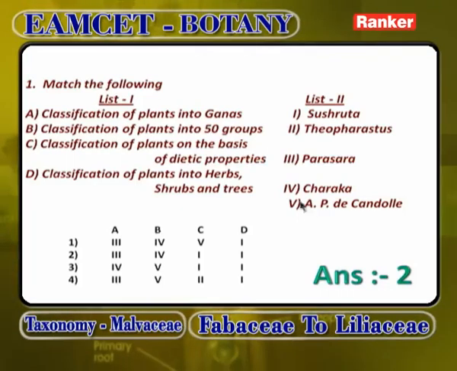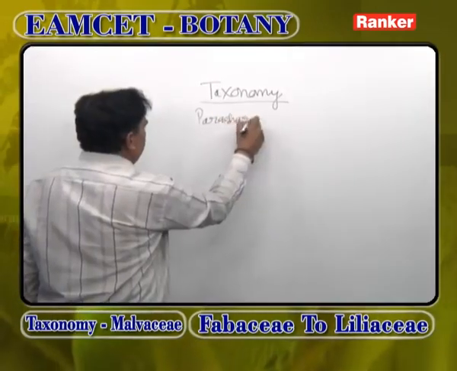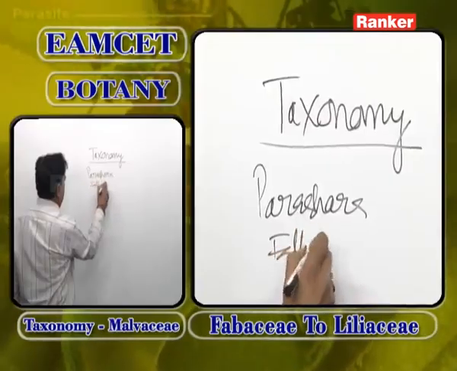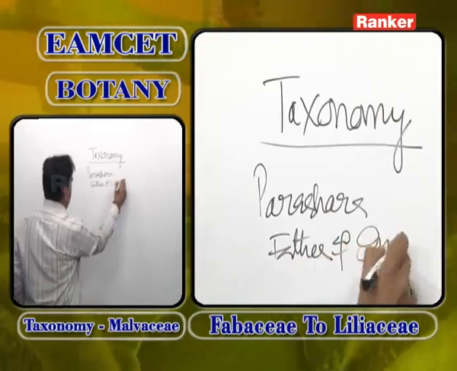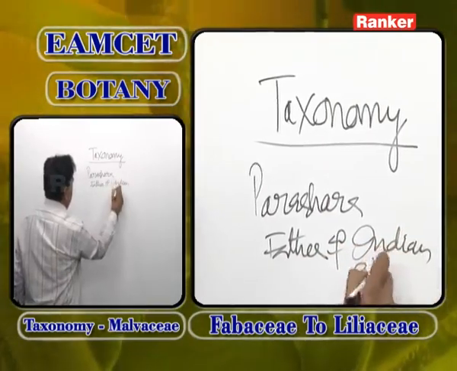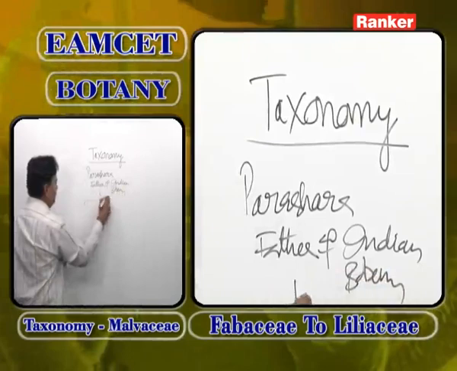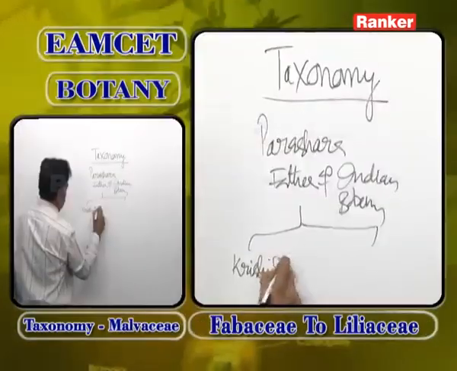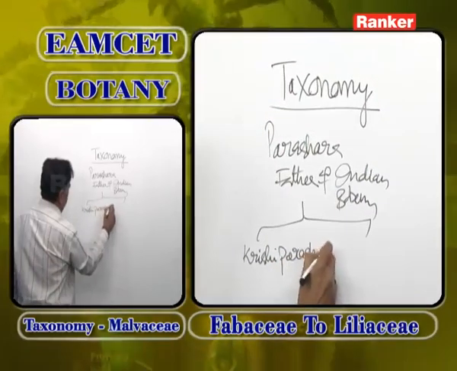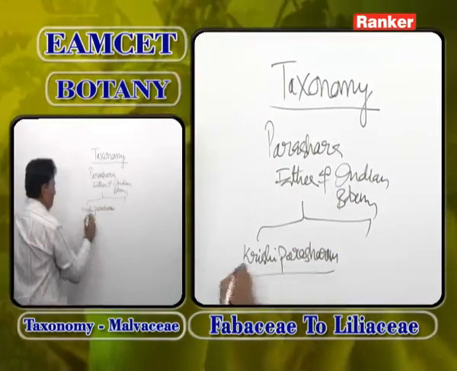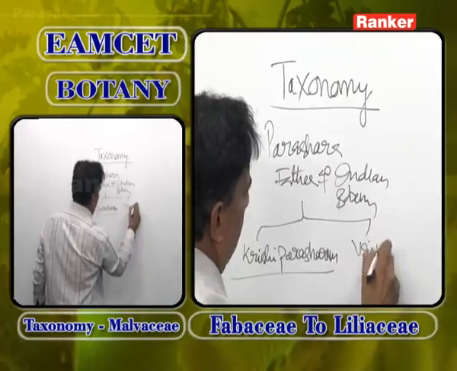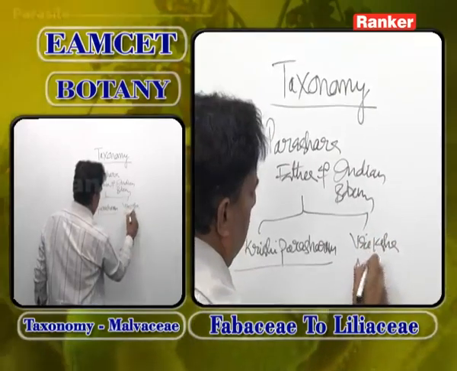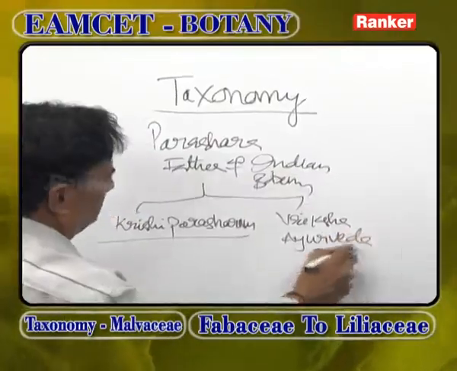Classification of plants into genus is done by Parashara. Why? Because Parashara was very popularly regarded as the father of Indian botany. He wrote two popular books. One is Krishi Parasharam, which is supposed to be the oldest book on agriculture, and the other is Vriksha Ayurvedam.